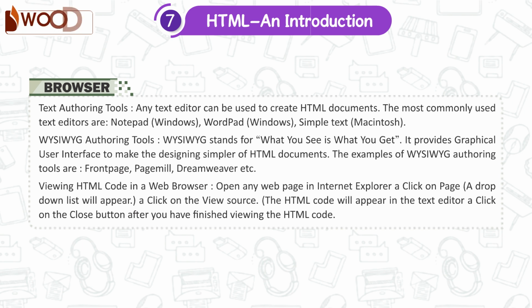The examples of WYSIWYG authoring tools are FrontPage, PageMill, Dreamweaver, etc. Viewing HTML code in a web browser. Open any web page in Internet Explorer, and click on the page. A drop-down list will appear. Click on View Source. The HTML code will appear in the text editor. Click on the close button after you have finished viewing the HTML code.